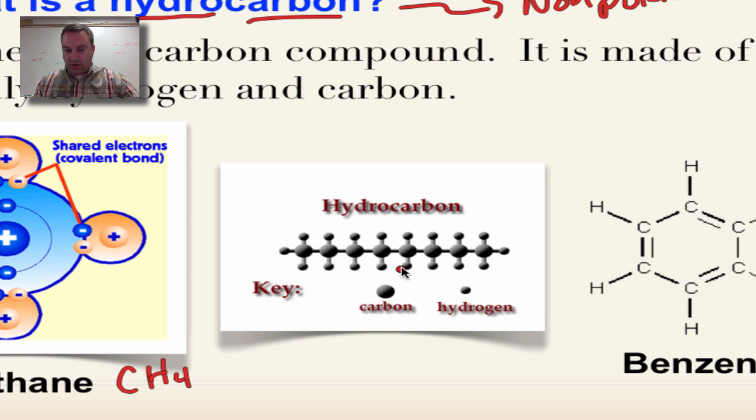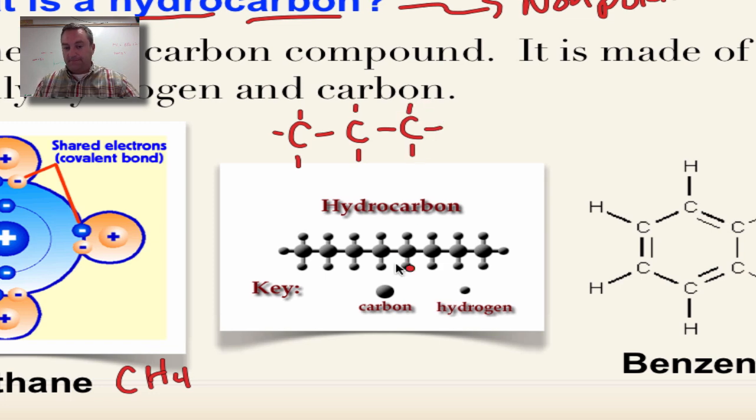Here's another way that you can draw a hydrocarbon. Basically, you can draw it like this. And we'll just put 3 in here. And then there would be a hydrogen here, hydrogen, hydrogen, hydrogen, hydrogen, and hydrogen.